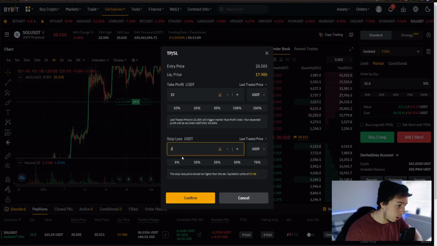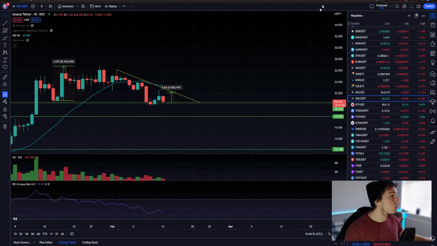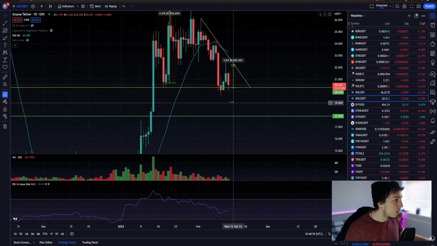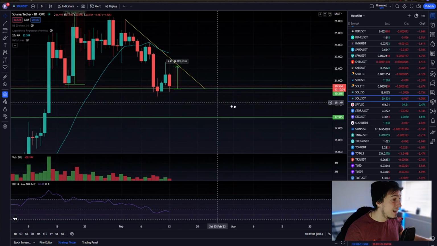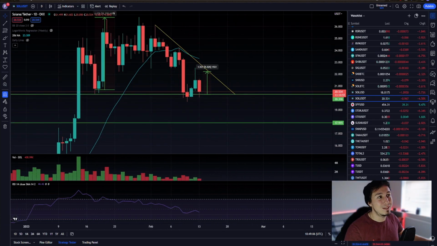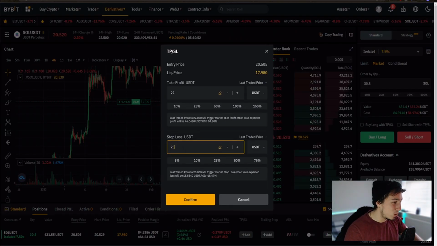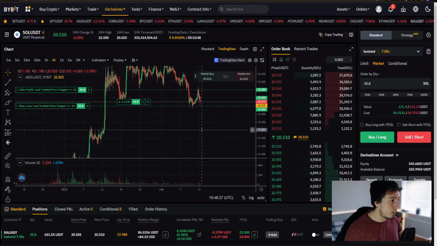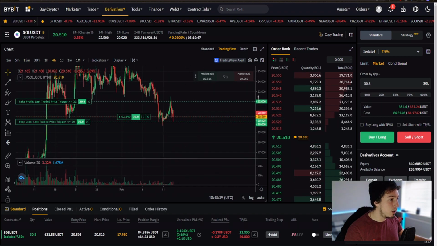So I could put my stop loss at, let's say, we'll go back to the charts. We'll look at a key area of support. My stop loss is going to be, on this occasion, we've got a support wick here. I'm going to set it at $20 exact, just so you can see what's going on. Now confirm that. We can see we have a take profit and a stop loss.